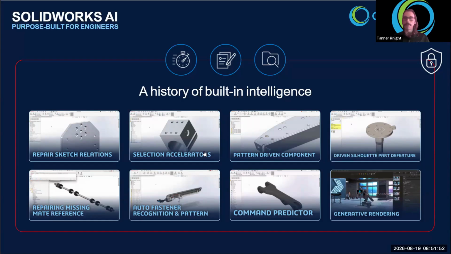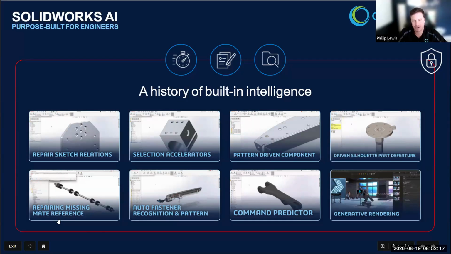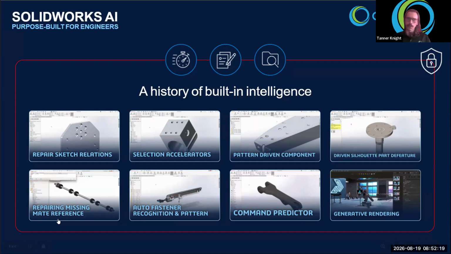This is built-in intelligence that people overlook as AI, but that's what we're driving towards. But pattern-driven component, driven silhouette part feature, if that's something that you have to deal with, there's a command that walks you through that as well. Repairing missing mate references, that's a great one that's been introduced. What was that, like 22 or 23? Fairly recently. It's been there for a while. I mean, yeah, maybe 2020. But it's one that if you don't know exists, check it out. Repairing missing mate references is easier than you may think.